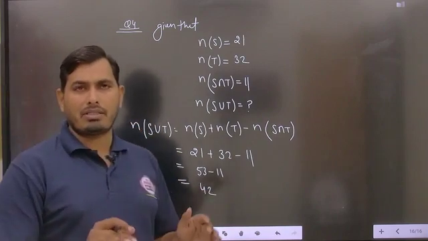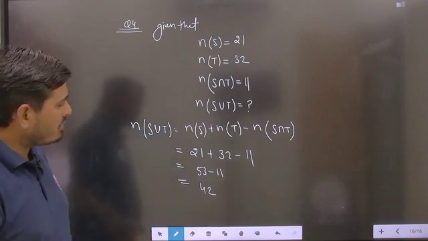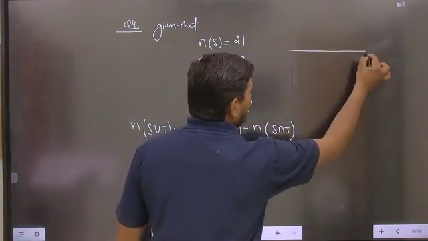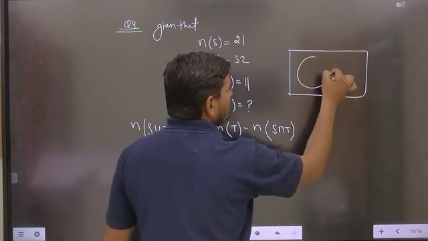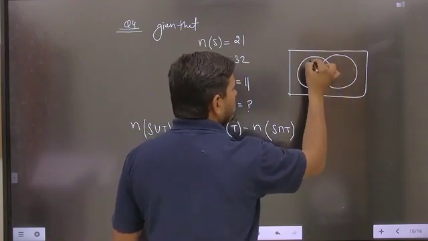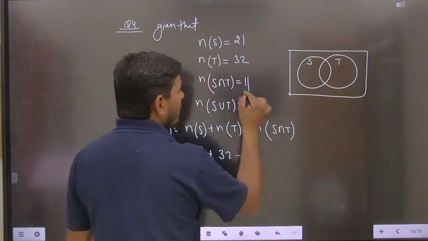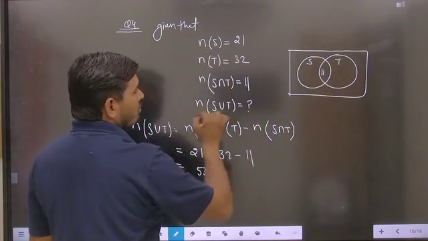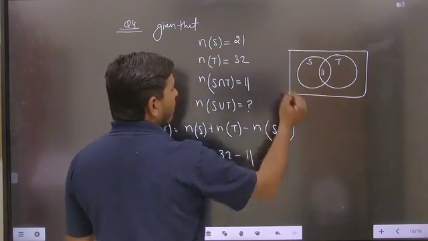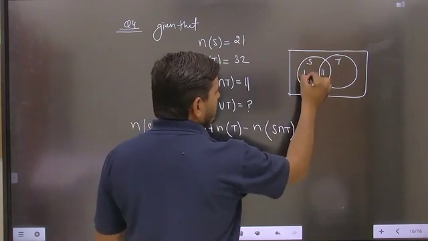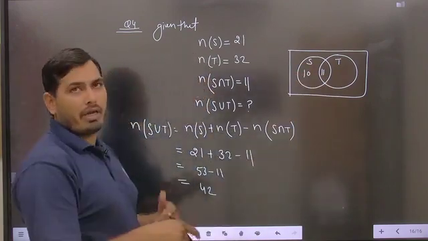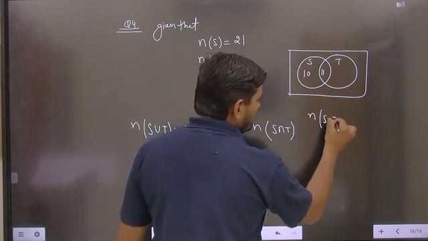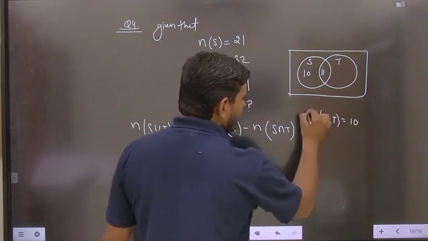So a very basic question is there, we just have to calculate the answer, and you can simplify the answer with the help of a Venn diagram. So there are two sets we have to make. This is S, this is T. The intersection has 11 elements. The total number of elements is 21 in S, so the remaining elements mean 21 minus 11. So you can say that 10 elements will be only in S minus T, that is n of S minus T, and the number of elements will be 10.